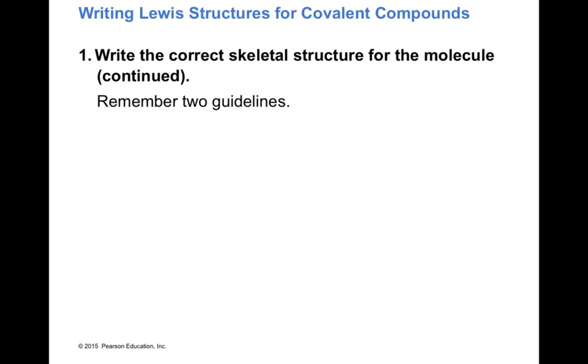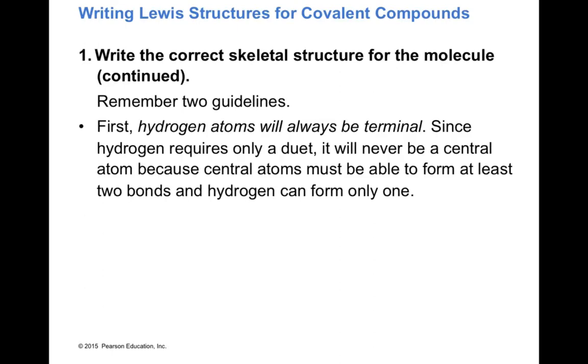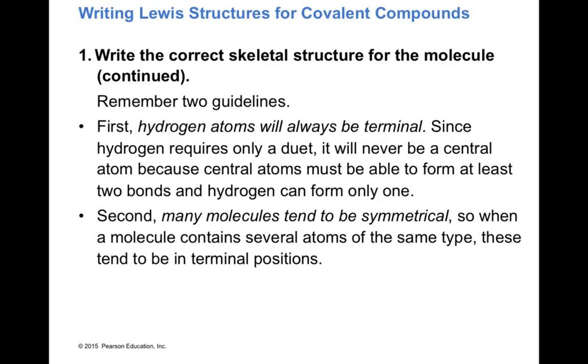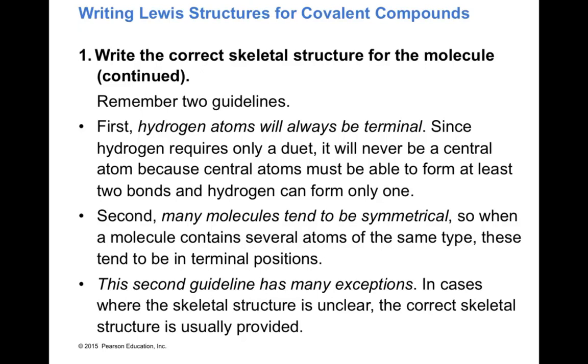So we need to remember 2 guidelines for writing the correct skeletal structure. First, hydrogen atoms will always be terminal. Since hydrogen requires only a duet, it will never be a central atom, because a central atom must be able to form at least 2 bonds and hydrogen can form only 1. And second, many molecules tend to be symmetrical. So when a molecule contains several atoms of the same type, they tend to be in terminal positions to create that symmetrical molecule. This second guideline has many exceptions. In cases where the skeletal structure is unclear, the correct skeletal structure is usually provided.